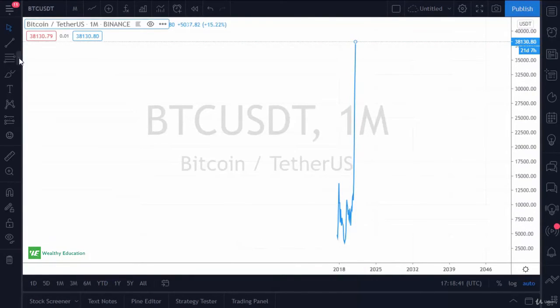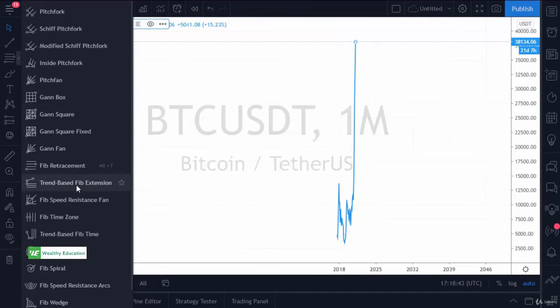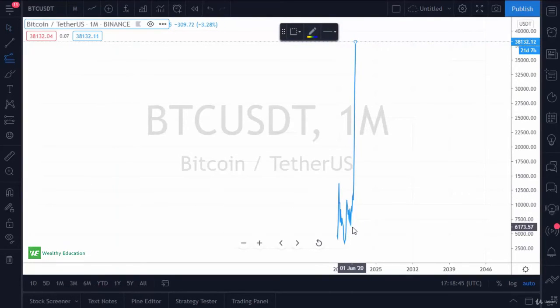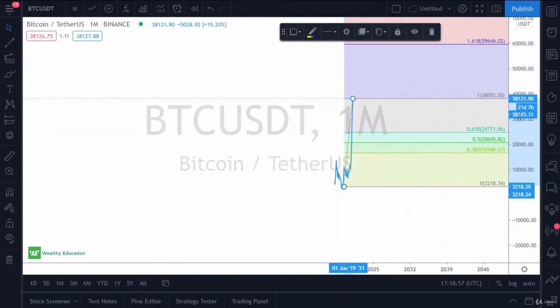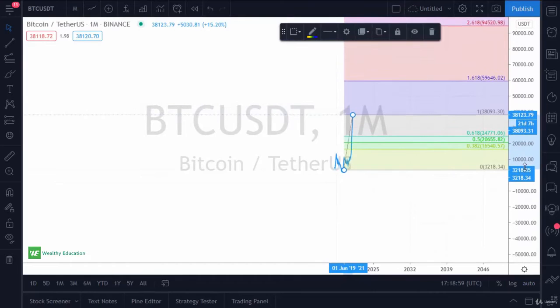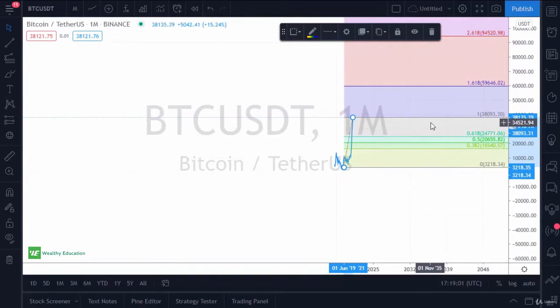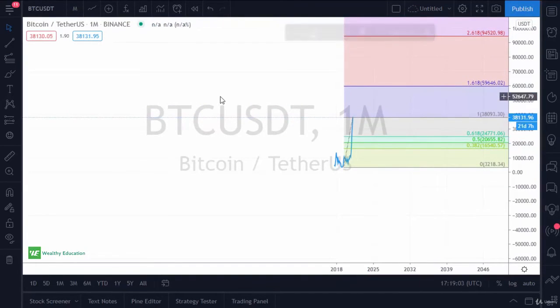But you could, at least in theory, based upon the fib extension, pull this out. And then if you go over here, this side of the chart, you can shrink the range by holding and dragging. So here's the thing. Assuming that this is going to be the high, in theory, your target is roughly 60,000 and then 95,000.